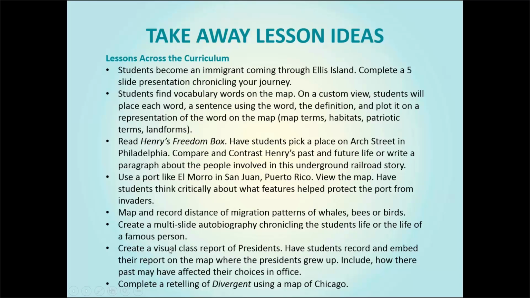I know that our civics classes in 8th grade do a president report. And the students usually create a PowerPoint and present to the class. Well, how about we put a map of the U.S., have students record their report, and embed it onto the map where the presidents grew up. It would be neat to include how where the president came from affected their choices in office. And then one of my all-time favorite books, Divergent, was set in Chicago. You could do a complete retelling of that story by using a map of Chicago.